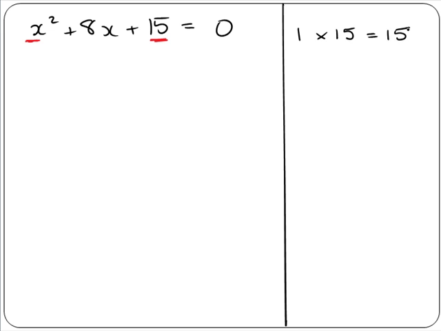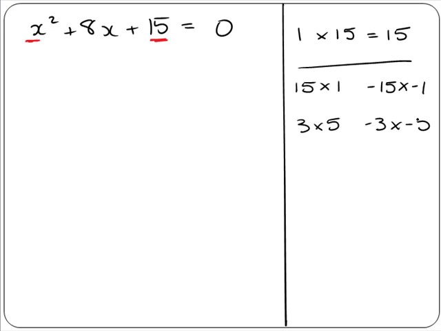Now the second step is we write out all the factors of the guide number. So the factors of 15 are 15 by 1 or minus 15 by minus 1, 3 by 5 or minus 3 by minus 5. So they're all our factors of 15. The third step is we pick the factors of 15 which add to give us the x coefficient in our original quadratic. So in this case, the x coefficient in our original quadratic was 8. So the factors of 15 which add to give us 8 are plus 3 and plus 5.